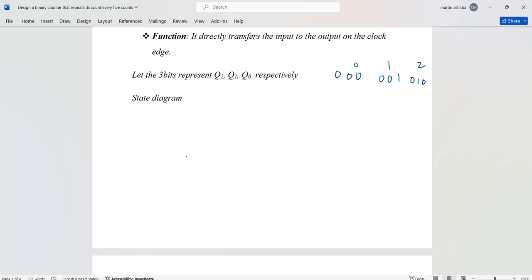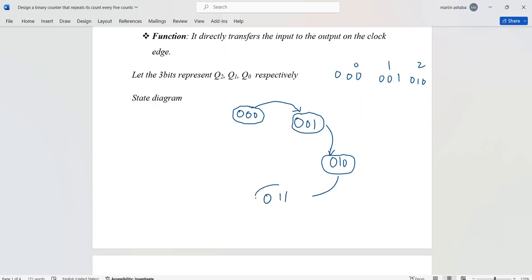So to deal with this problem, we need to also understand what the state diagram is. The state diagram is going to show you how those bits are changing as we count from one state to the other. So we shall be counting from 0, 0, 0 and we go to 0, 0, 1. Then we go to 0, 1, 0. Then we go to 0, 1, 1. This is 3. Then from there we go to 1, 0, 0, which is 4. Then we go back to 0.